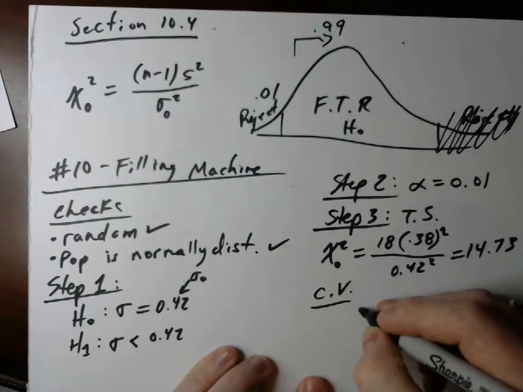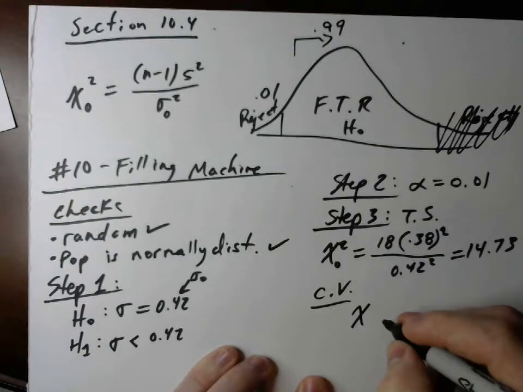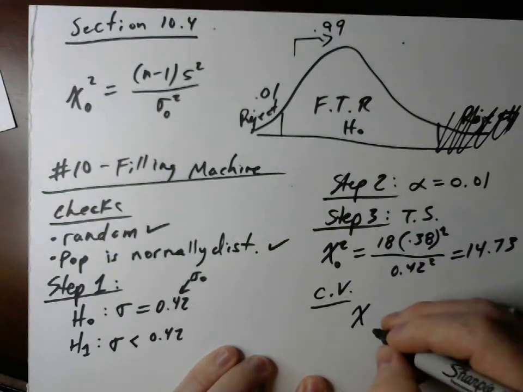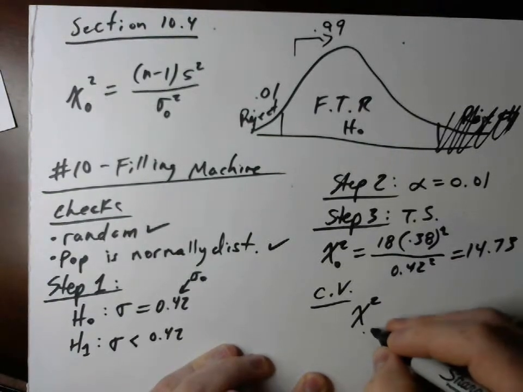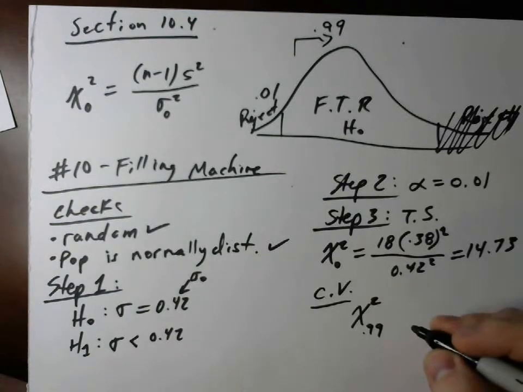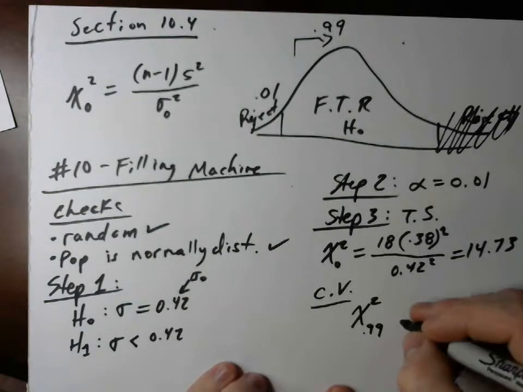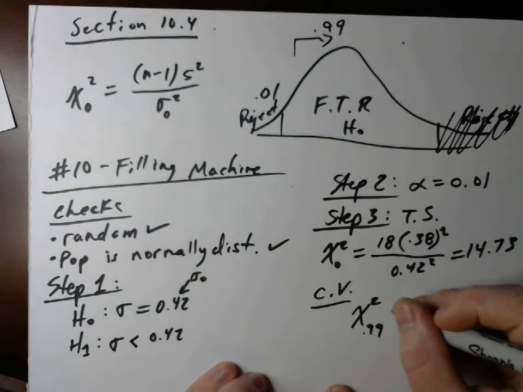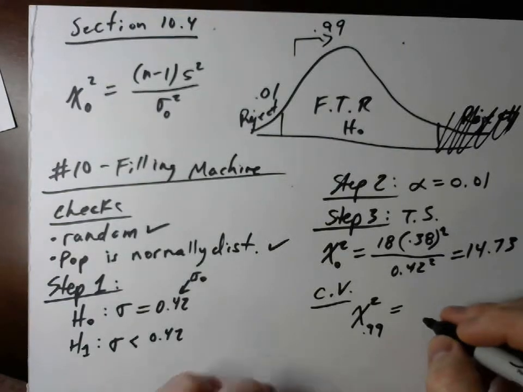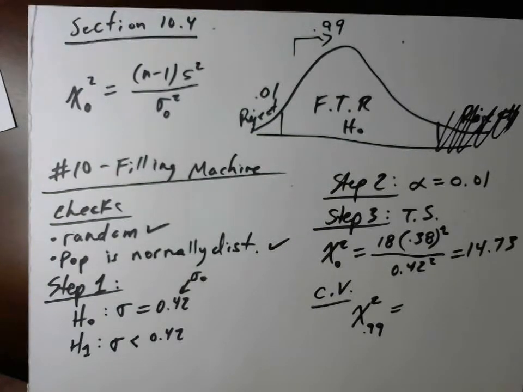So our critical value would be chi squared of 0.99, the area to the right, and that would be equal to, I already forgot, you probably remember, but I'll look it up again. A space cadet. All right, 7.015.